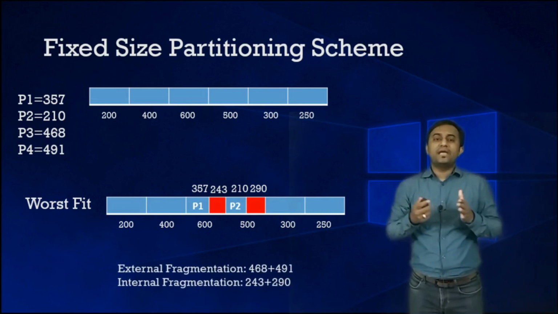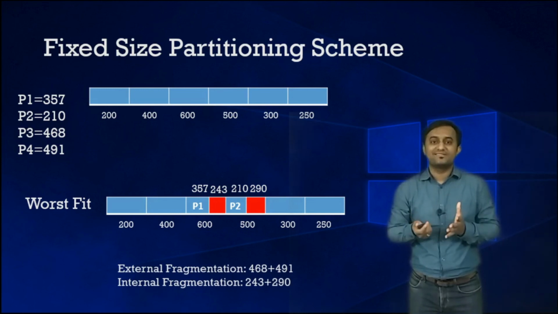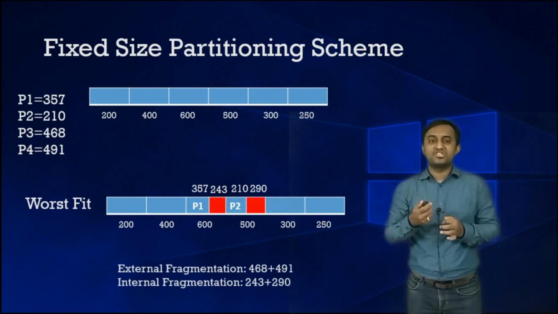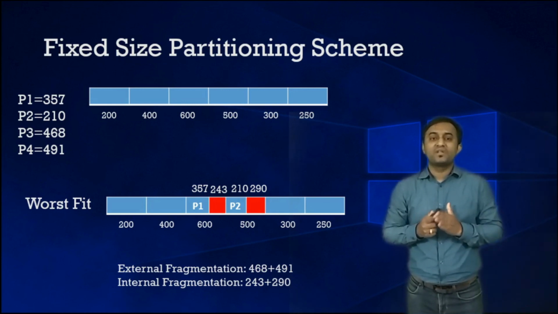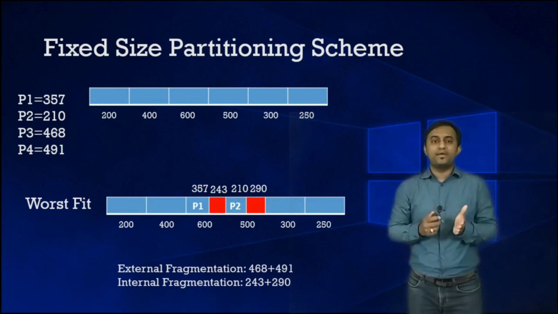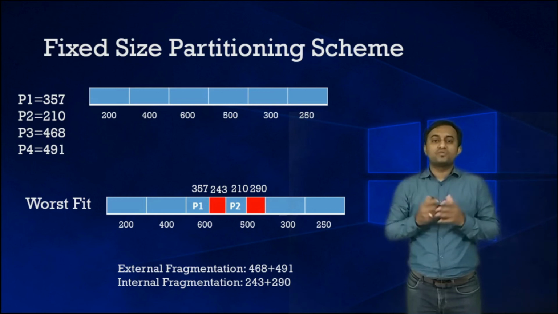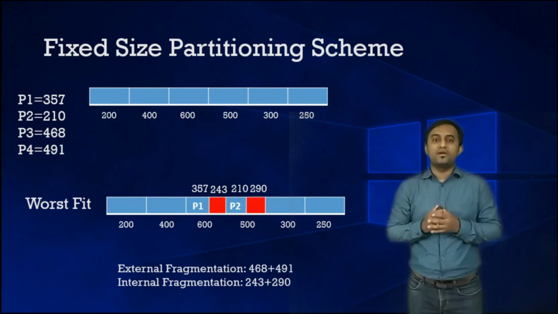So is there any external fragmentation in this case? Yes. Why? Because you can sum the values of P3 plus P4, 468 plus 491, and that should be less than or equal to the available size, 400 plus 200 plus 300 plus 250. Yes, obviously the requested space is less than or equal to the available space. So that is the reason why there is an external fragmentation of 468 plus 491 size of memory.